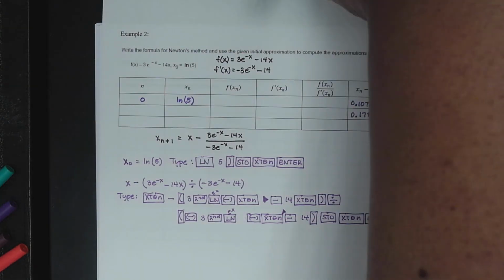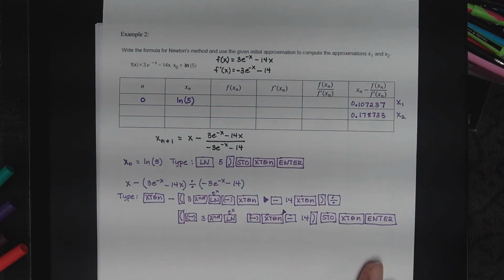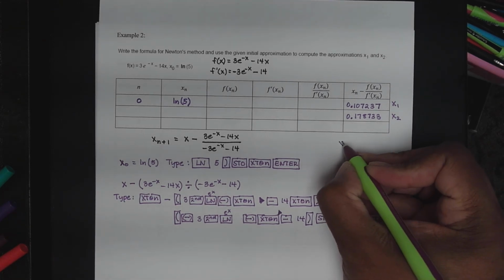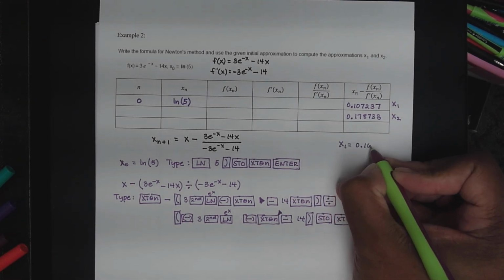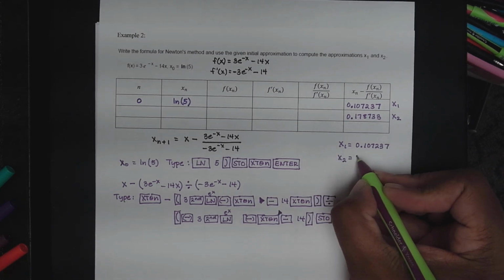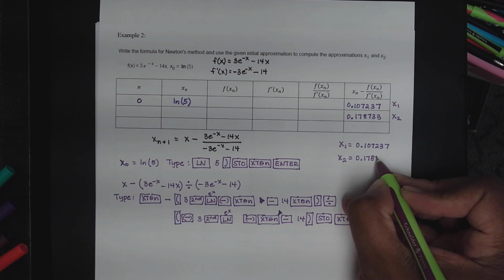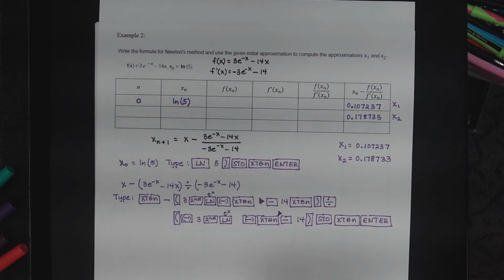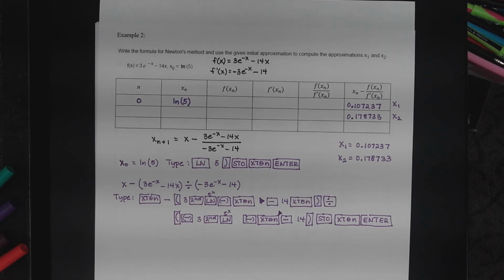All right, so to answer that question here, I'll put x1 over here. x1 is approximately 0.107237, and x2 is 0.178733. Okay. And again, feel free to refer to this video again if you need to look at this again. You can always pause and rewind back.